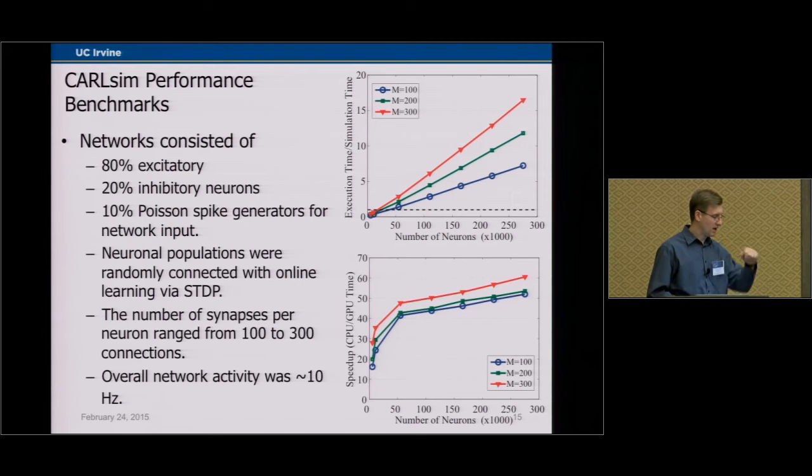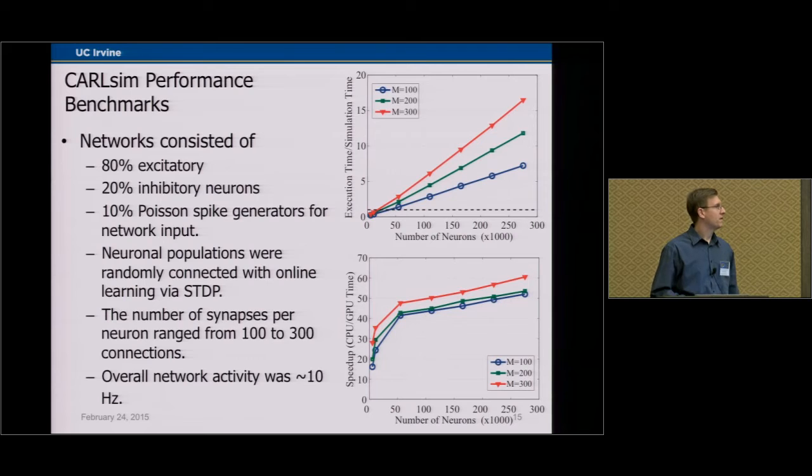So, a real quick note on the benchmarking. To do benchmarking, we made an 80-20 network, and then another 10% of the neurons were Poisson spike generators. And we included STDP in this 80-20 network because we wanted to include the overhead of the memory and computation of plasticity. To accurately benchmark it, we wanted to include that. And then we varied the number of synapses per neuron from 100 to 300. Those are these lines right here. N of 100 is 100 synapses per neuron.